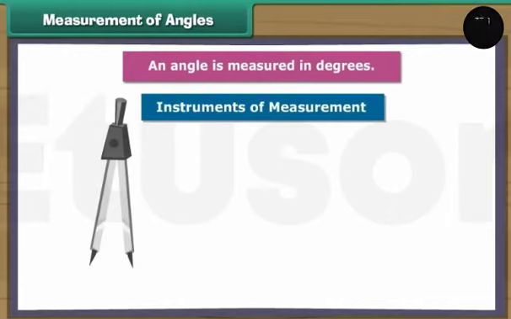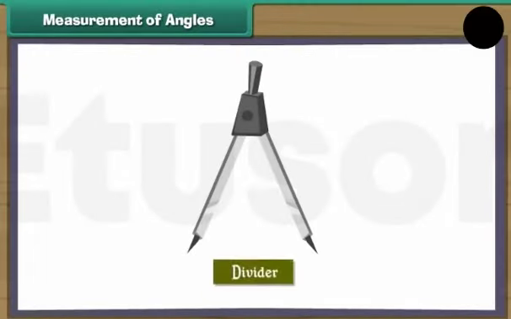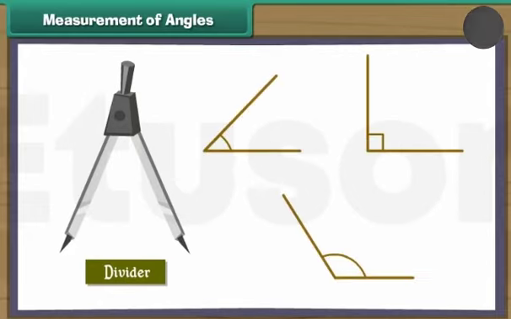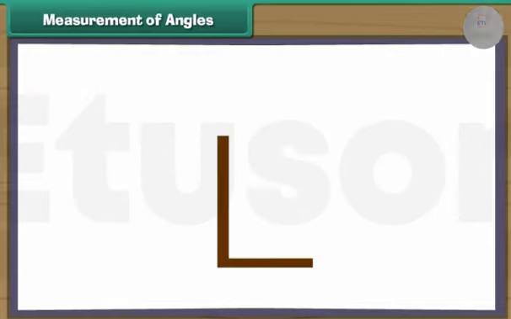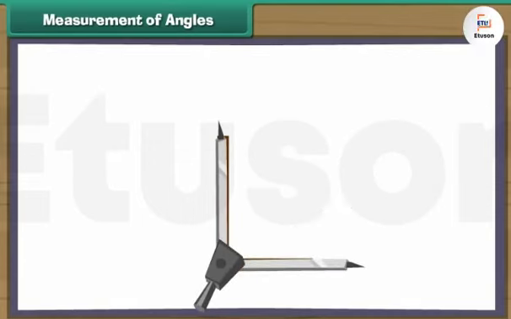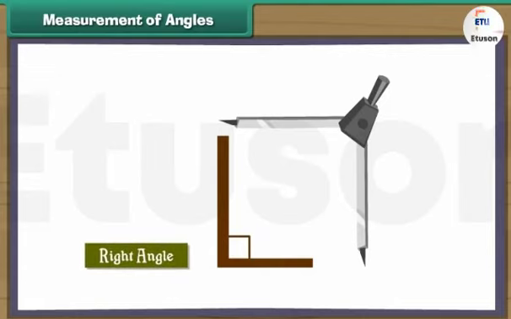Let us now measure angles with 2 different instruments: a divider and a protractor. Look at this object. It is called the divider. We can use it to measure angles. Let us see how. Write letter L of the English alphabet. Place the divider on L and adjust it to coincide with L. Lift the divider up. The angle formed by it is a right angle.